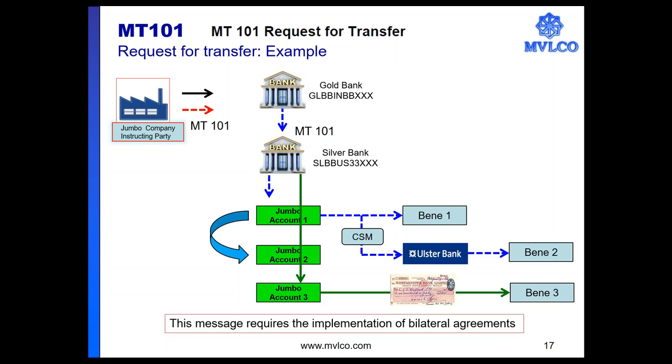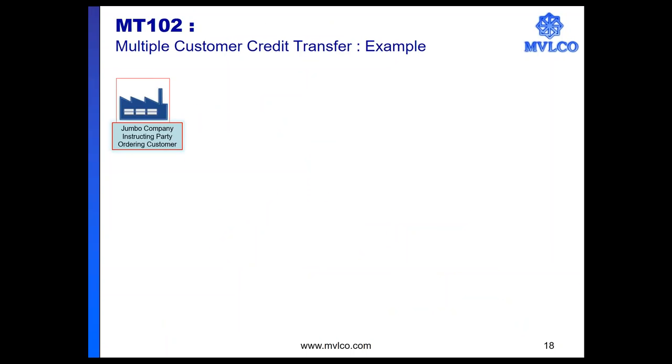But before we move to the second example, I want you to note one fact here clearly. In this example, at Silver Bank, it is Jumbo who is having the account. And Jumbo is a customer of Silver Bank here. So please keep this in mind that in MT101, when the money was paid, the money was paid out of Jumbo's account at Silver Bank. Why I want you to remember this is because of MT102.